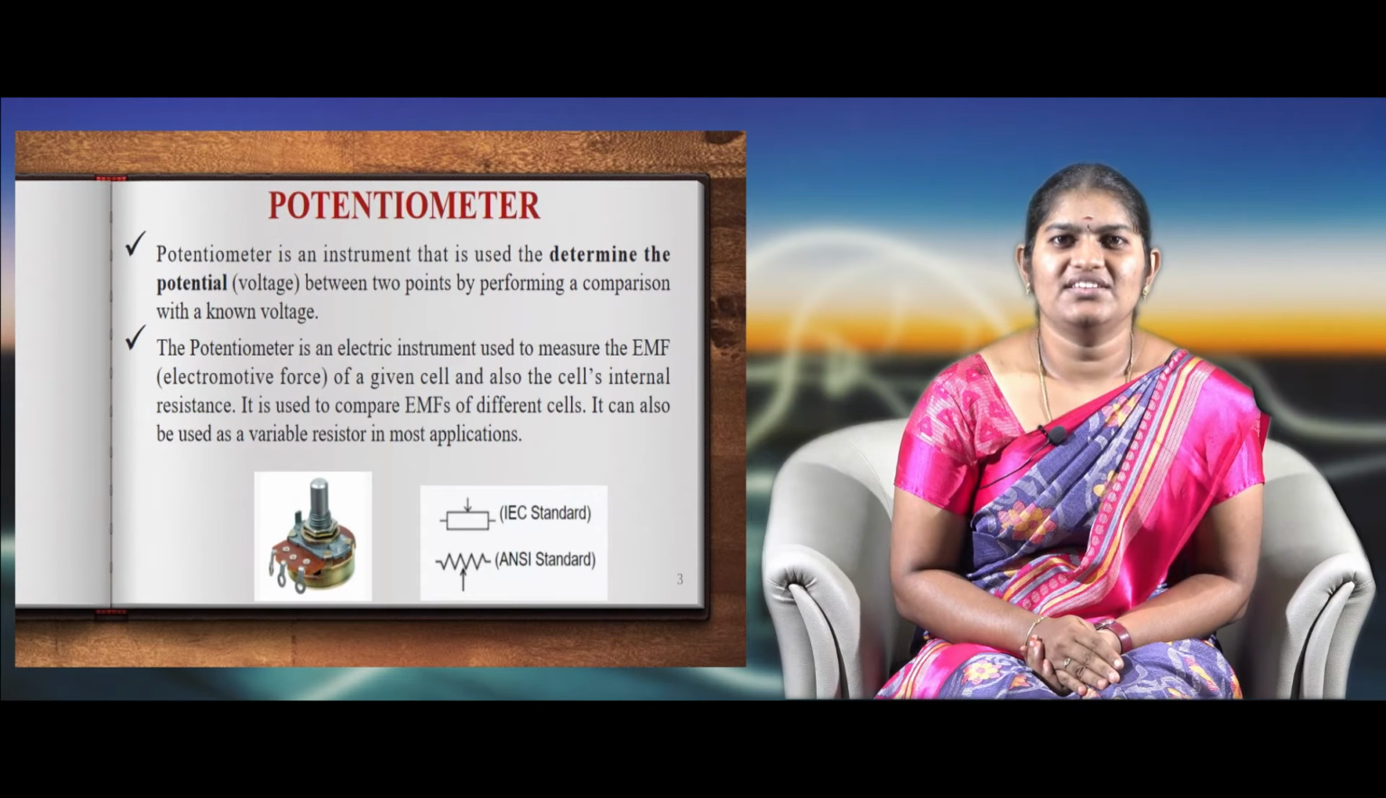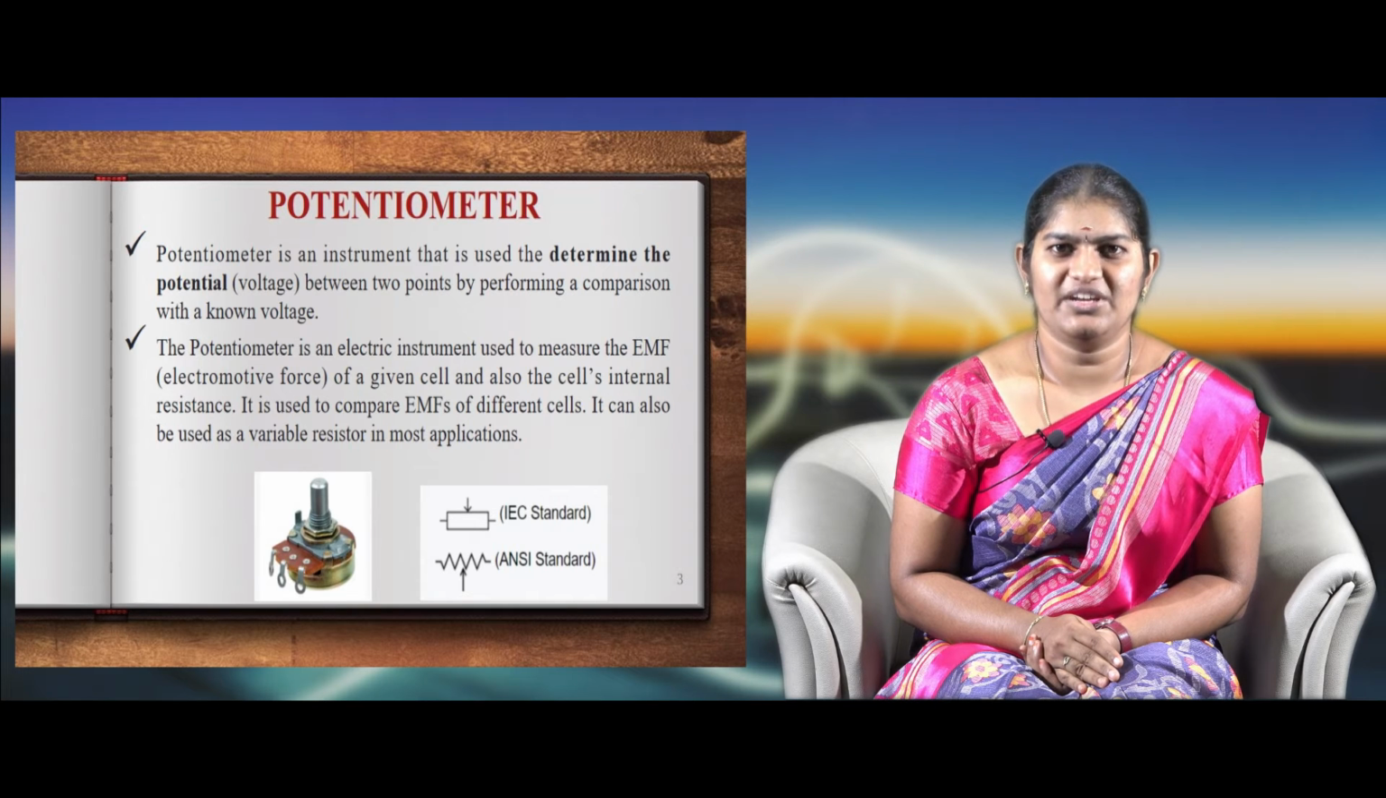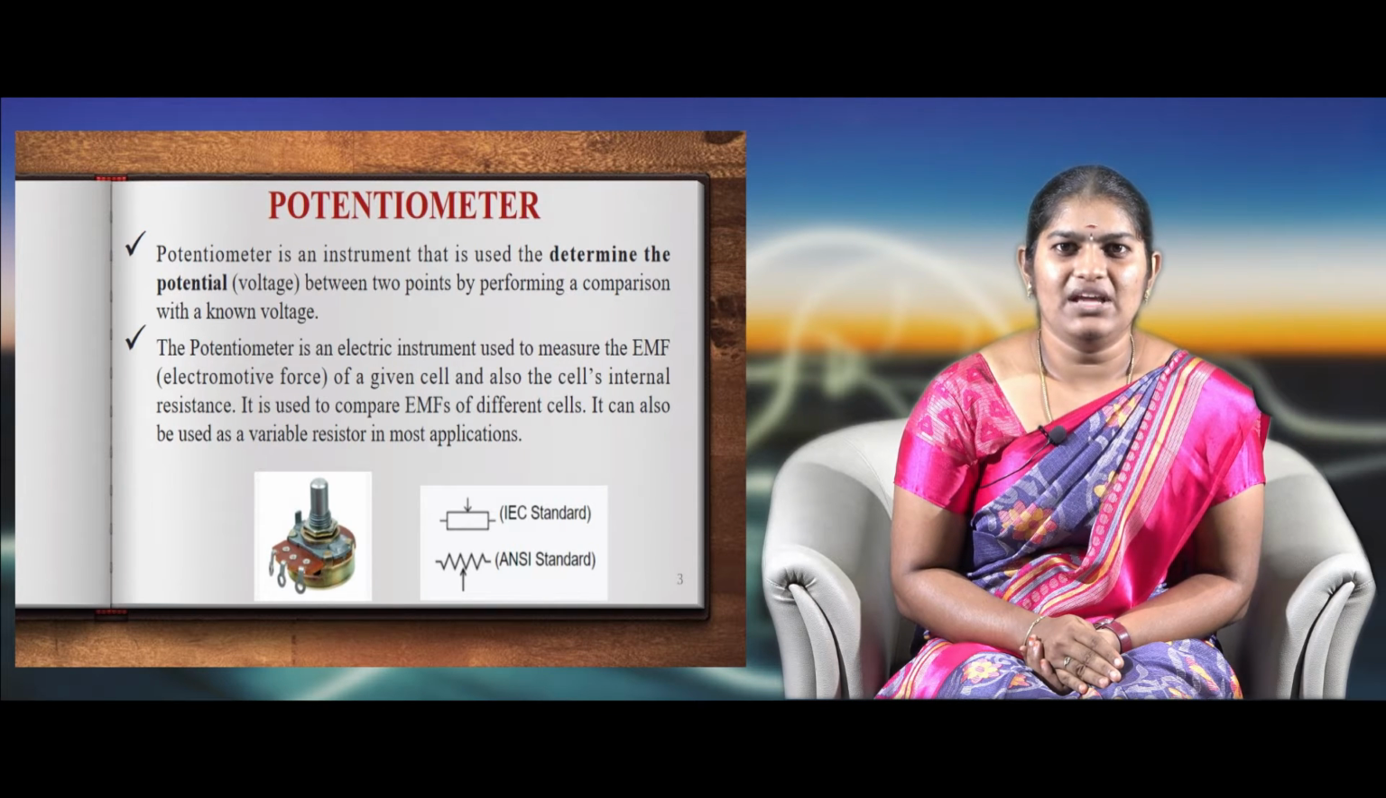Next we are going to discuss the definition of potentiometer. A potentiometer is an instrument that is used to determine the potential or voltage between two points by performing a comparison with known voltage values. In another way, we can define a potentiometer as an electric instrument that is used to measure the electromotive force of a given cell or the internal resistance of a cell. It is also used to compare different cell EMF values. It is also used as a variable resistor in many applications.